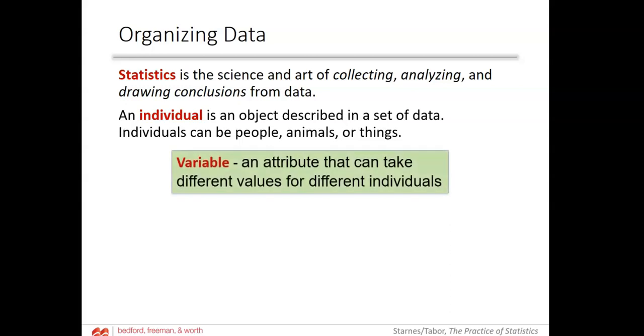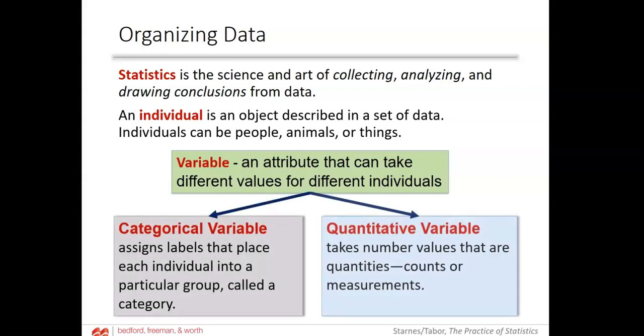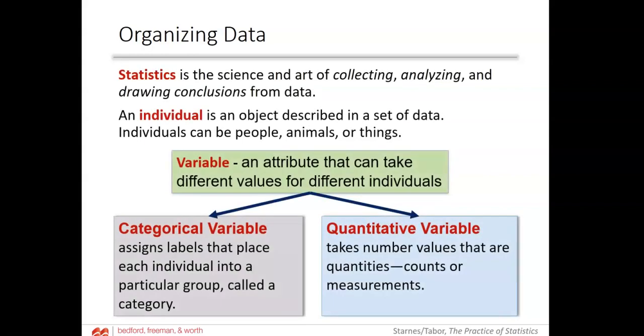A variable is an attribute of that individual, right? So there are two types of variables. Categorical, you put things into categories. We'll see what that looks like in a minute. And quantitative, which are numeric. Think of those as a count or something you measure. Usually quantitative is numbers and categorical is words, but sometimes that gets a little fuzzy.